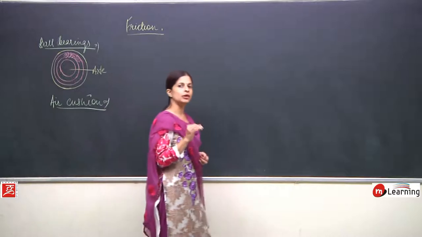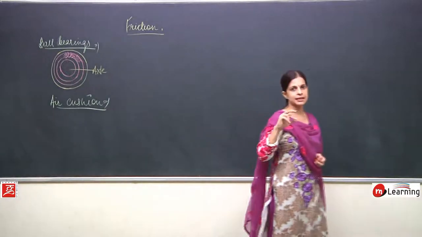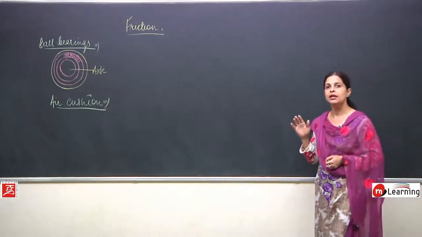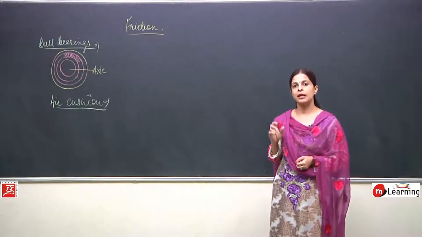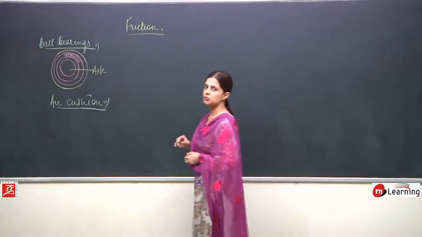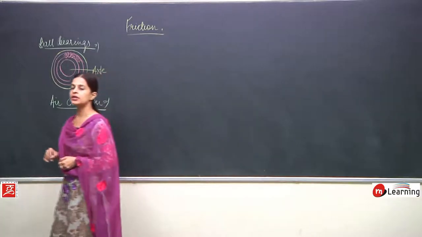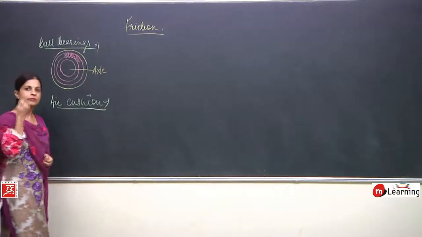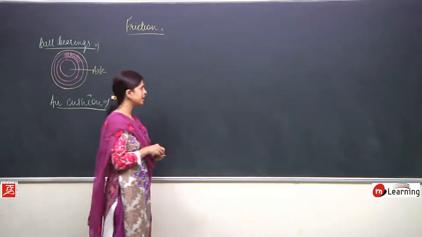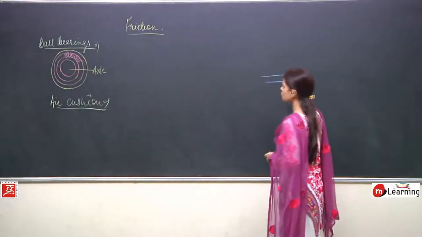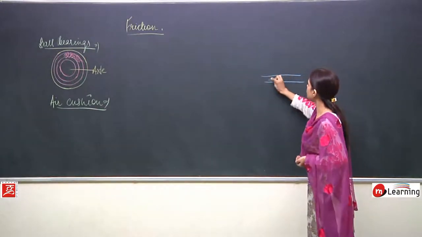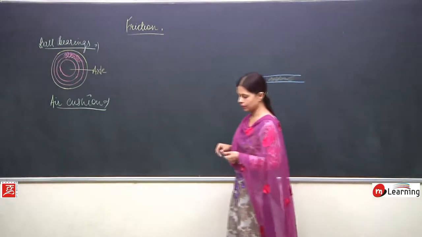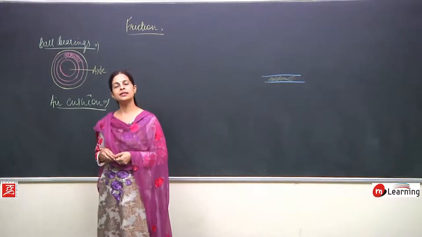Once again I'll tell you. Now suppose two surfaces are there, and between these two surfaces a lot of friction is there. Now if air is filled between these two surfaces, it will act as an air cushion, and it won't allow the two surfaces to come in contact. Like these are two surfaces, and here if air is filled, the two surfaces are not coming in contact, and thus the friction is reduced.